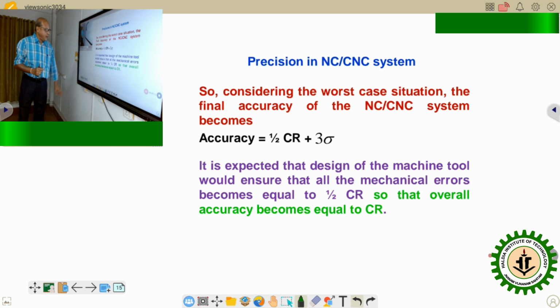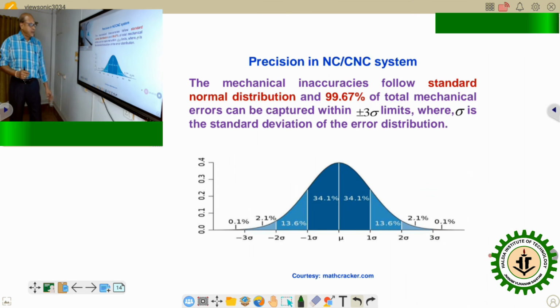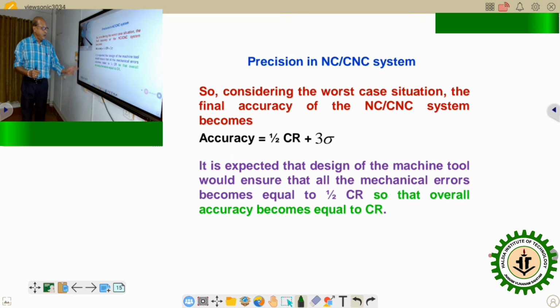That is why the final accuracy is expressed by combining together one from the control resolution, the source that we had already calculated as 0.5. In this case, generically half of CR plus 3 sigma. One thing you may argue is that here it is written plus minus 3 sigma, but when we express the accuracy, we have taken only the plus.